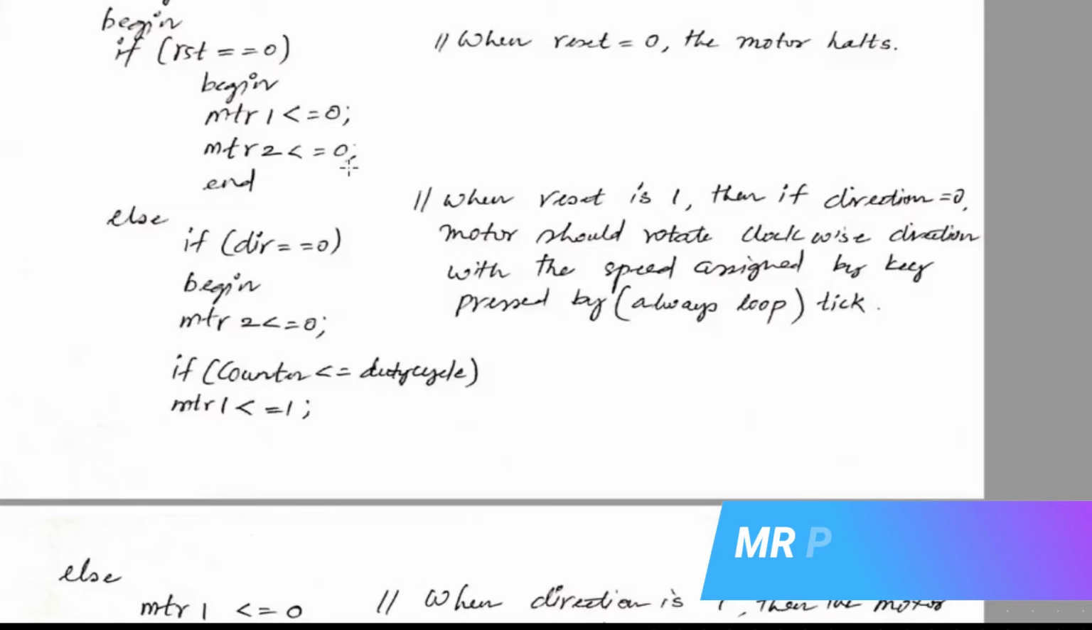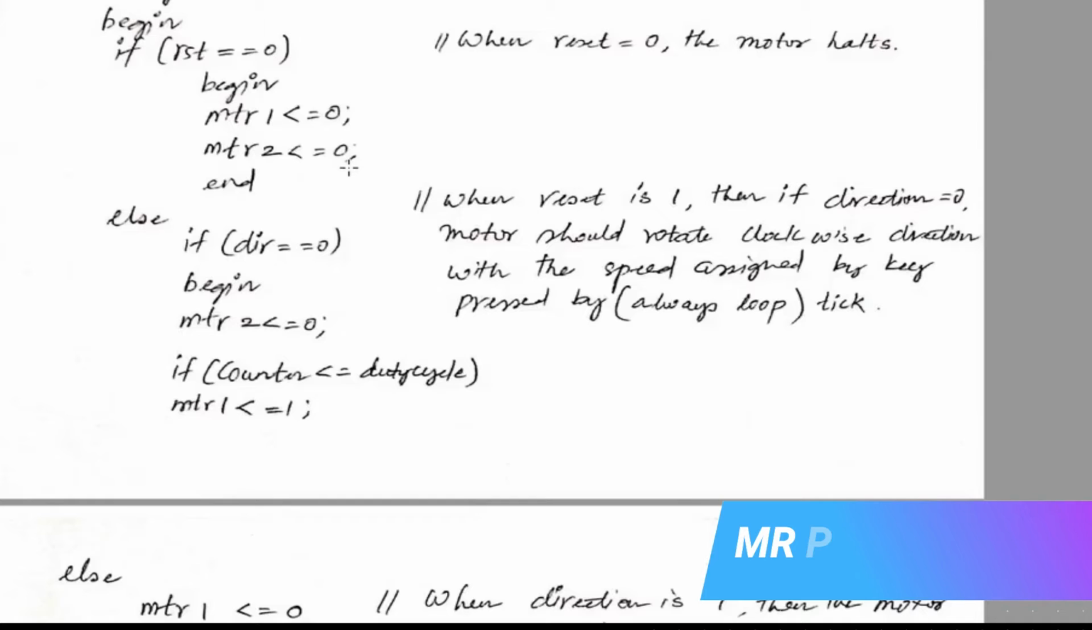Okay. Now we will see the other case, where direction is not equal to 0. In that case, I reverse the values. Motor 1 was given 1 and motor 2 was given 0, so here I reverse the case.